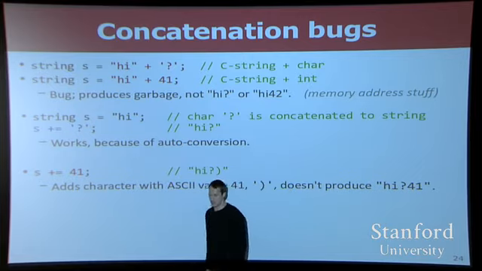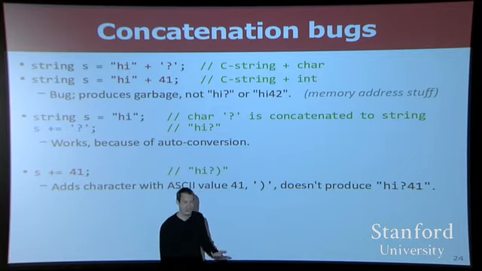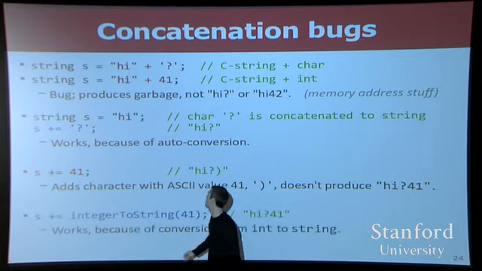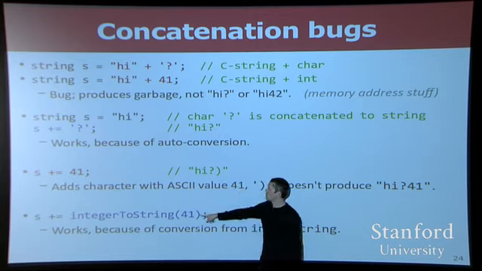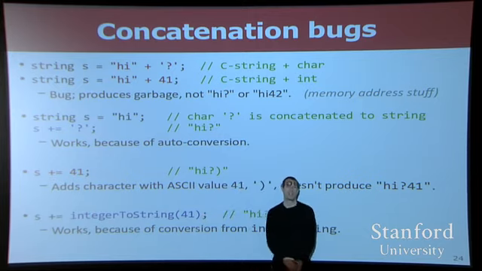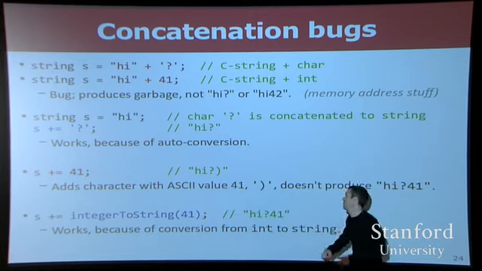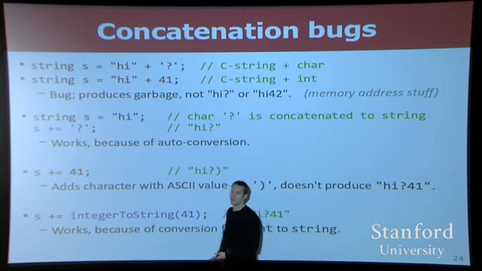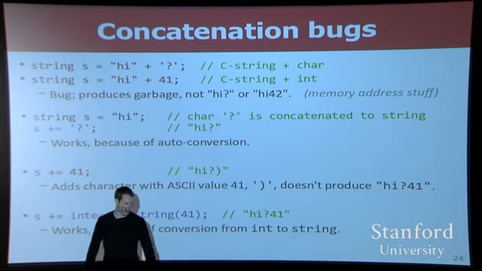So, what a mess. There are a lot of little pitfalls like this that you have to watch out for. If you want to actually concatenate a 4 and a 1, you convert it into a string first, and then you concatenate it, and it'll do the right thing. You will encounter this from time to time when you write your programs. Okay?